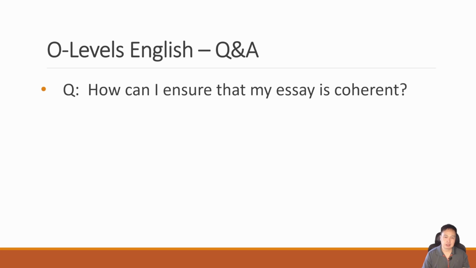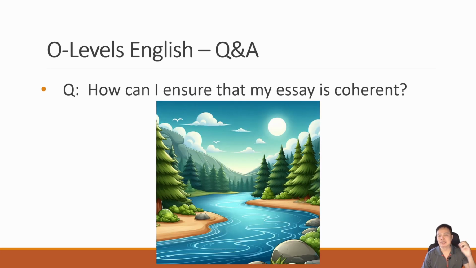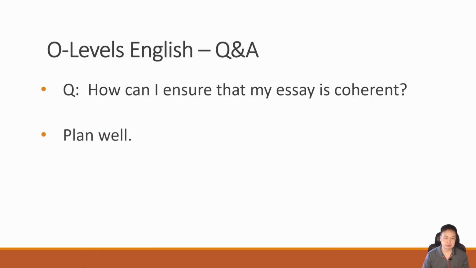Next question. How can I ensure that my essay is coherent? Well, it has to do with your language use. We mentioned before, try to use transitional devices to make sure that it flows properly. You want to organize your points so that, for example, a positive point, and then a negative point, right? A well-organized essay will also help you write the answer and make it more coherent itself.